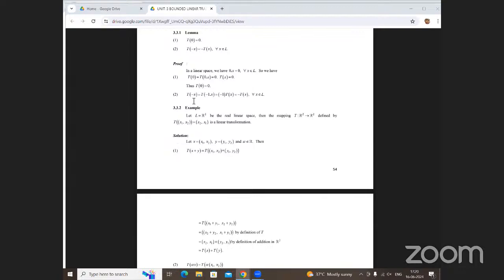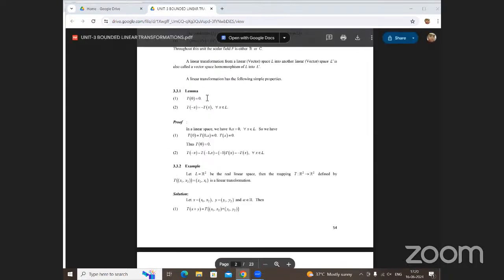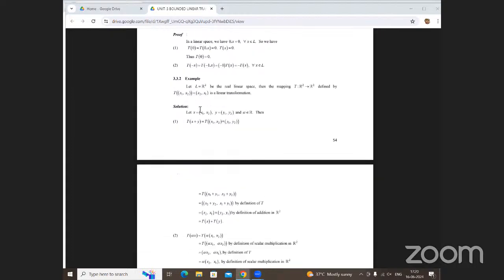Again, the second condition: T of minus x can also be written as T of minus 1 into x. Now that is minus 1 into T of x. Again, that value is minus T of x for all x being a linear space element. This is one of the lemmas of linear transformation, the first one, lemma 3.3.1 for linear transformation.